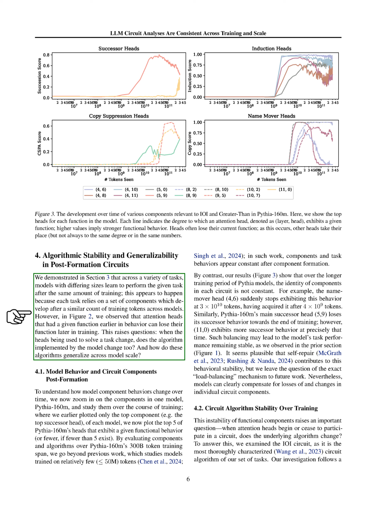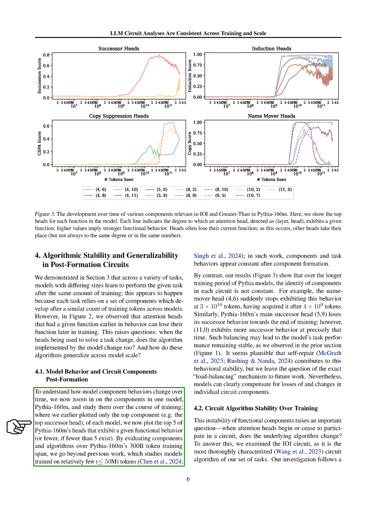This leads us to ask, if the heads used to solve a task change, does the algorithm used by the model change as well? And how well do these algorithms work across different model sizes? To delve deeper into how the behaviors of model components change during training, we focused on examining the components in one specific model, Pythia 160 meters, over the training period. By studying the top 5 heads in Pythia 160 meters that exhibit a particular behavior, we found that the identity of components in each circuit is not fixed over time. Some components may stop exhibiting certain behaviors or switch roles during training.